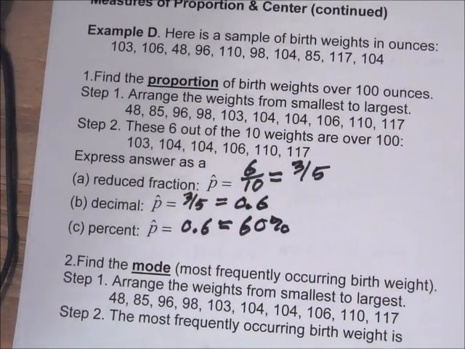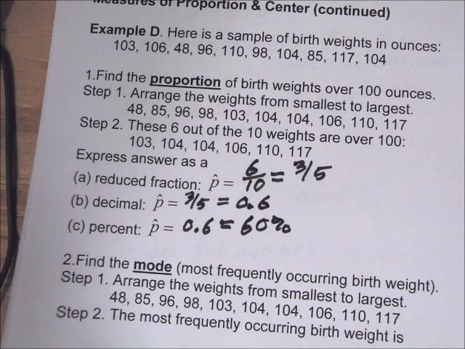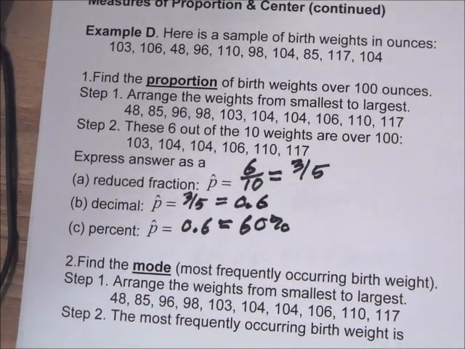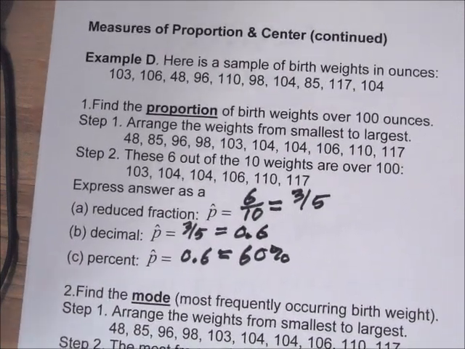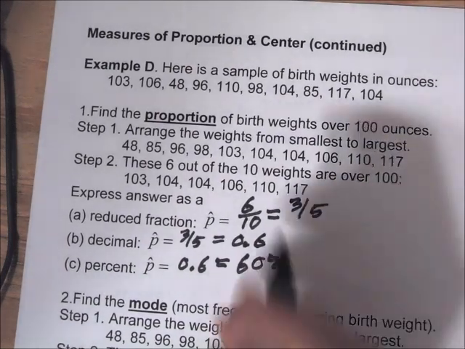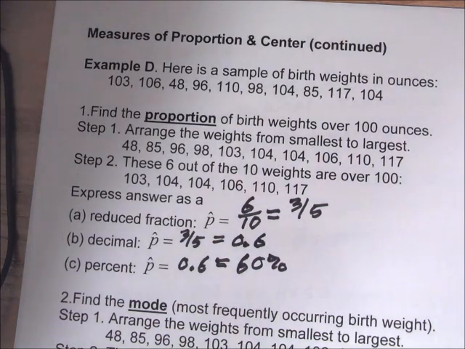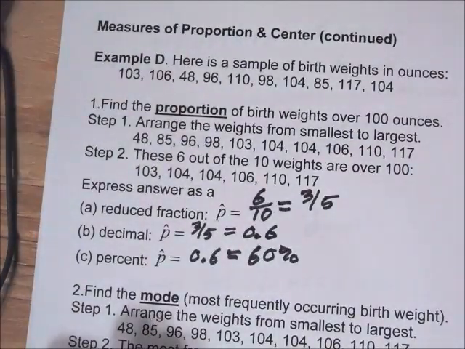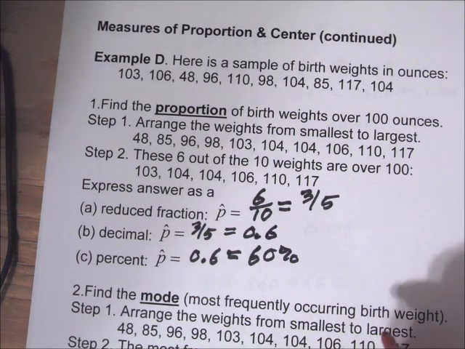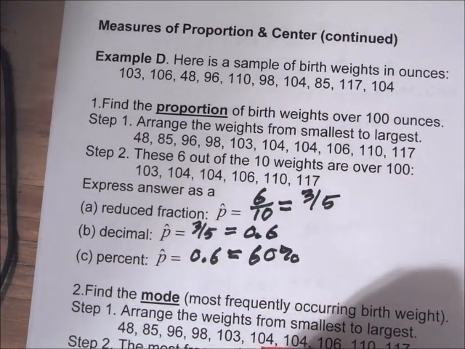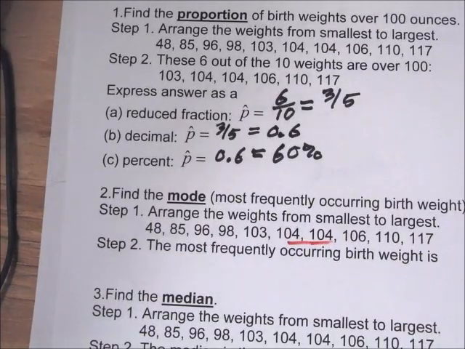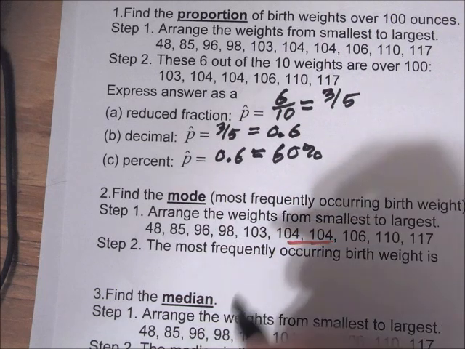Okay, so with numerical data, there are some other statistics we can compute. The mode is the most frequently occurring birth weight, and there are 2 babies that weighed 104 ounces. So the mode is 104. Again, it helps to put these in order from smallest to largest. So the mode is 104 ounces.